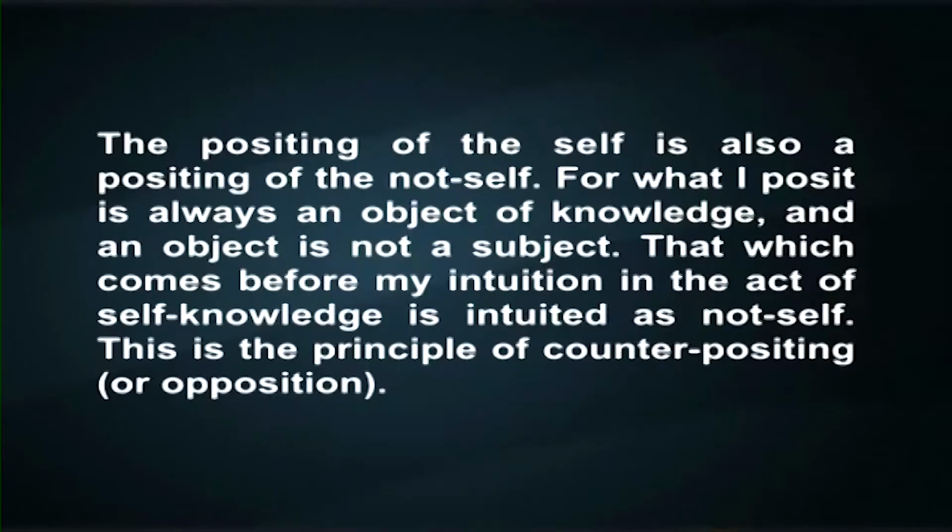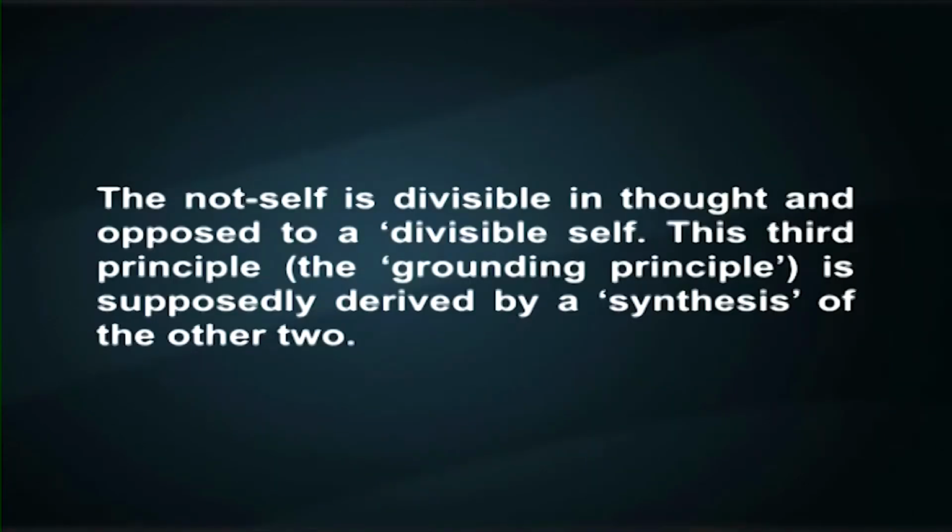To this first principle of knowledge, which he calls the principle of identity, Fichte adds a second. The positing of the self is also a positing of the not-self. For what I posit is always an object of knowledge, and an object is not a subject. That which comes before my intuition in the act of self-knowledge is intuited as not-self. This is the principle of counterpositing or opposition, from which, in conjunction with the first principle, a third can be derived, namely that the not-self is divisible in thought and opposed to a divisible self.